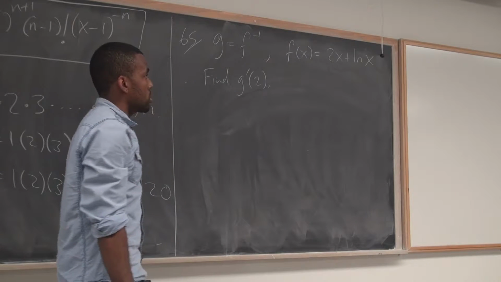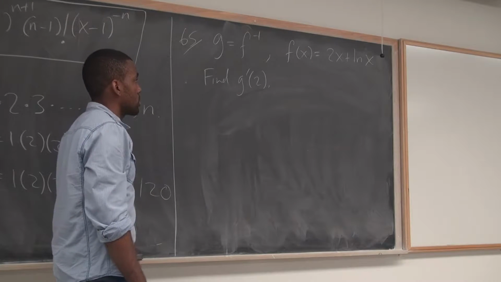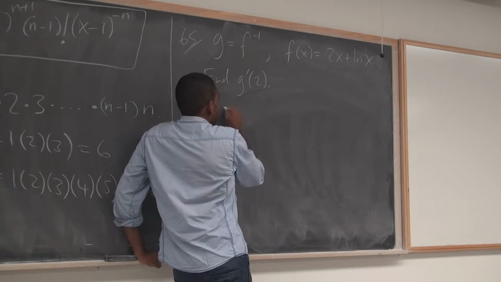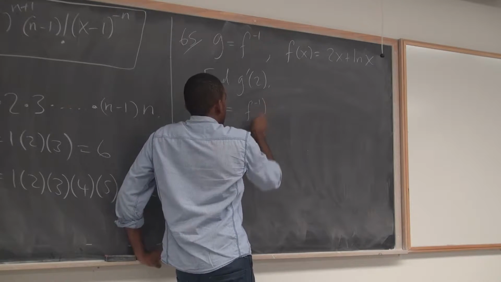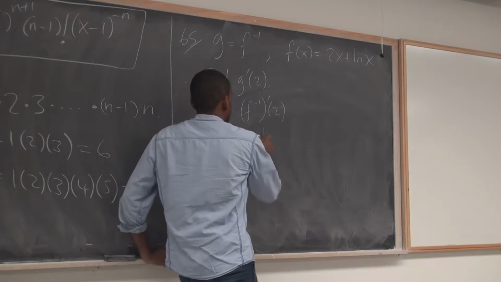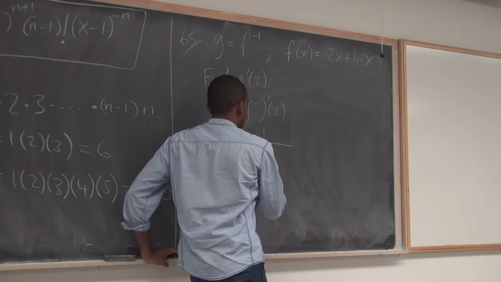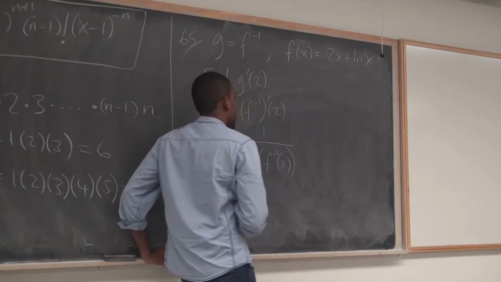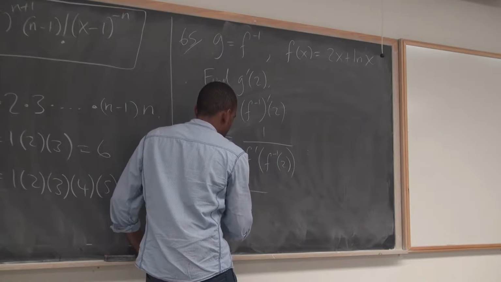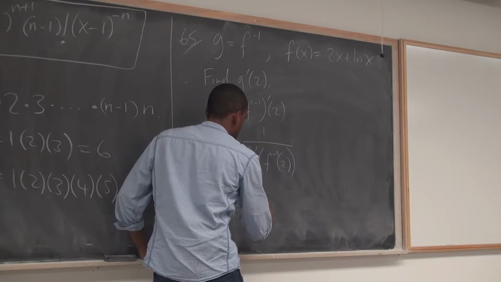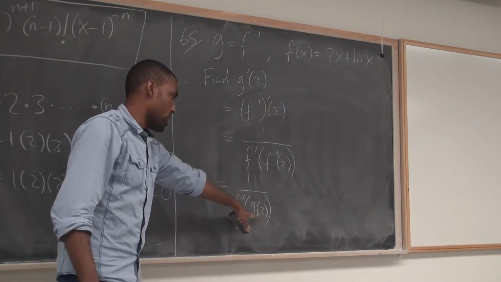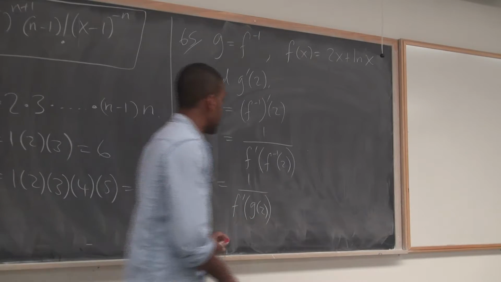Okay, so what are they actually asking us to find here? It's the derivative of the inverse function. This is just saying f inverse derivative at 2, which we actually know how to do. That's just 1 over f prime of f inverse at 2. Or if you want to write it using this notation, it's 1 over f prime of g of 2. So now all we have to do is figure out what f prime is and what g of 2 is, and you plug them in.